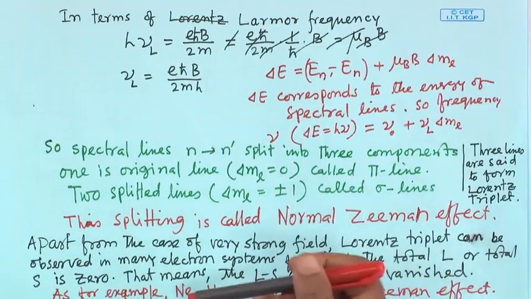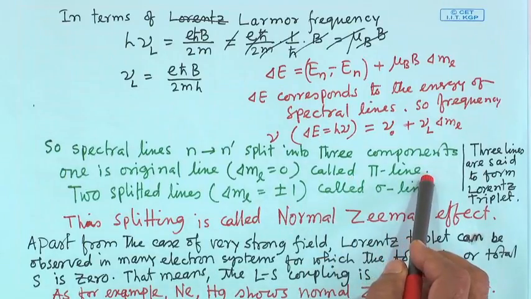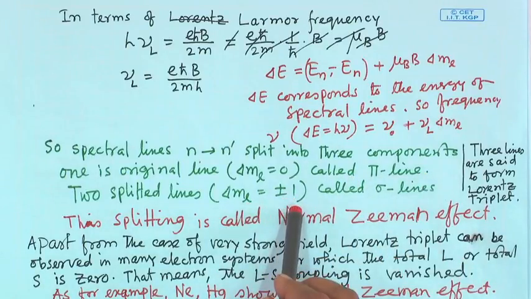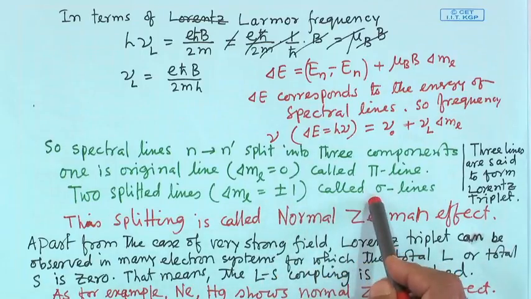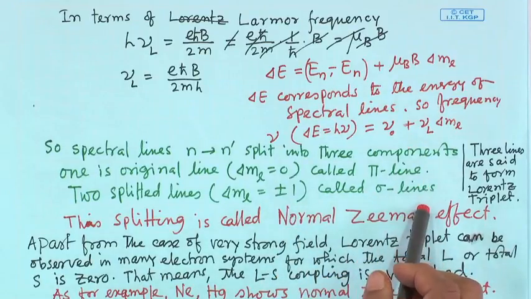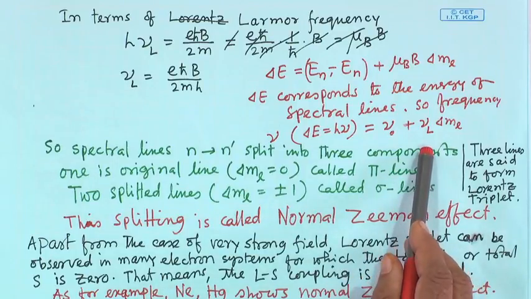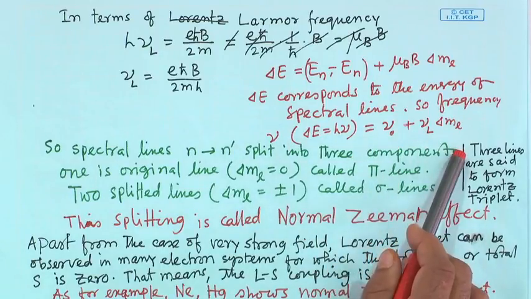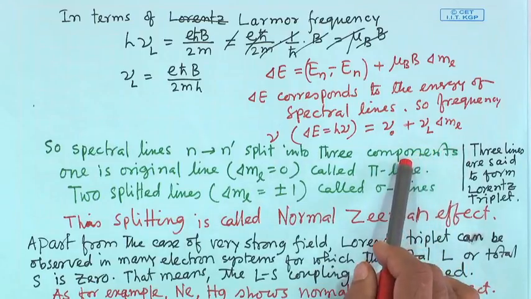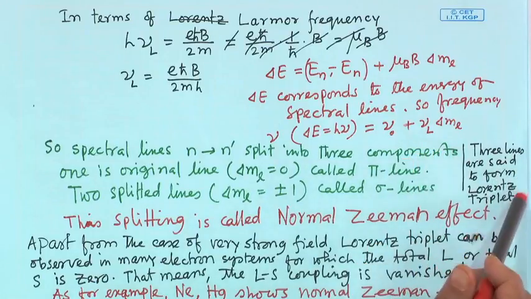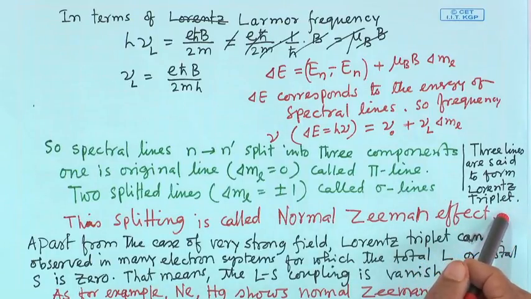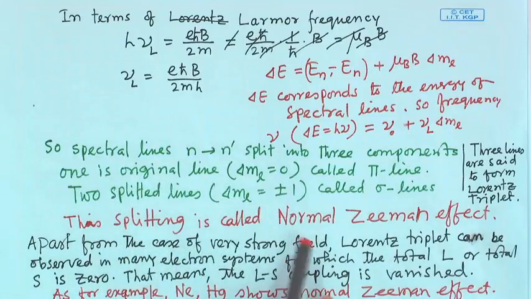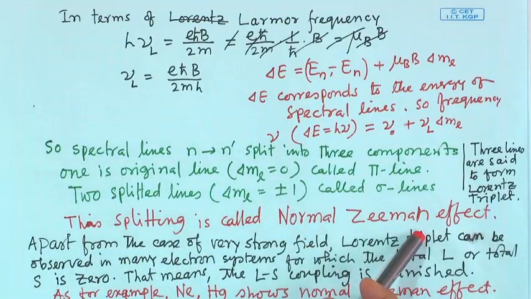The transitions for delta m L equal to 0 give the pi lines, and for delta m L equal to plus or minus 1, the lines are called sigma lines. In terms of polarization, they are pi and sigma. Any line will be split into 3 lines in a strong magnetic field, and that is why these 3 lines are called the Lorentz triplet. This type of splitting is called the normal Zeeman effect.